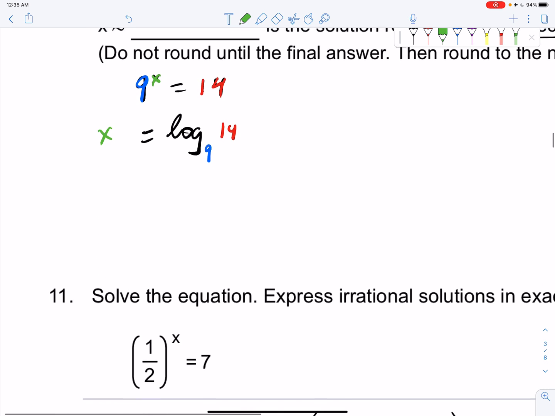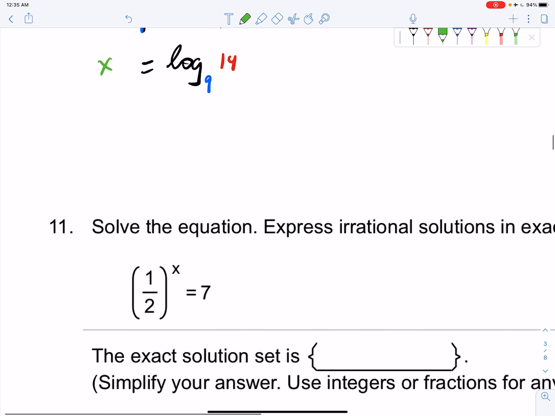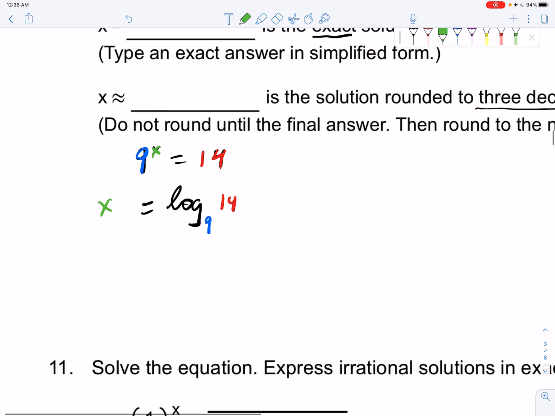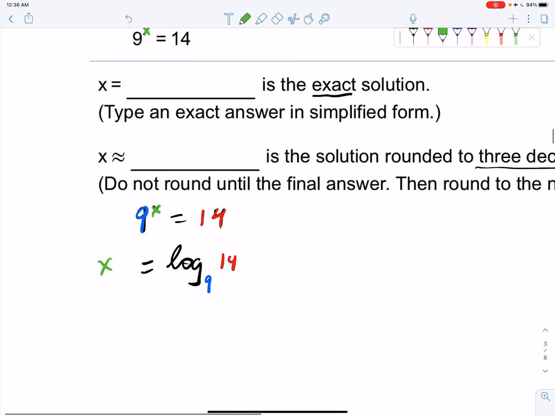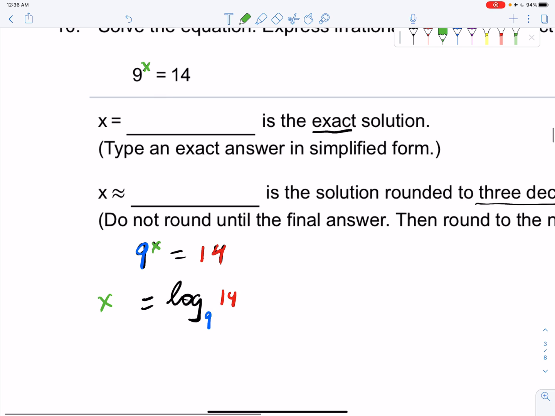So on this particular problem, for the exact answer, I just put that in. It was a little concerning on the very next one. It was the only one that didn't allow me to put the answer as an exact answer like that. I'll talk about that in a second. But I put in as an exact answer, which is just log base 9 of 14. This is the exact answer.